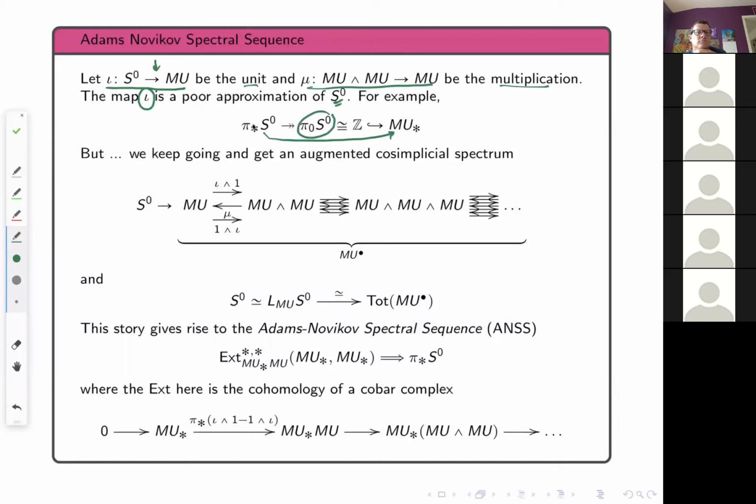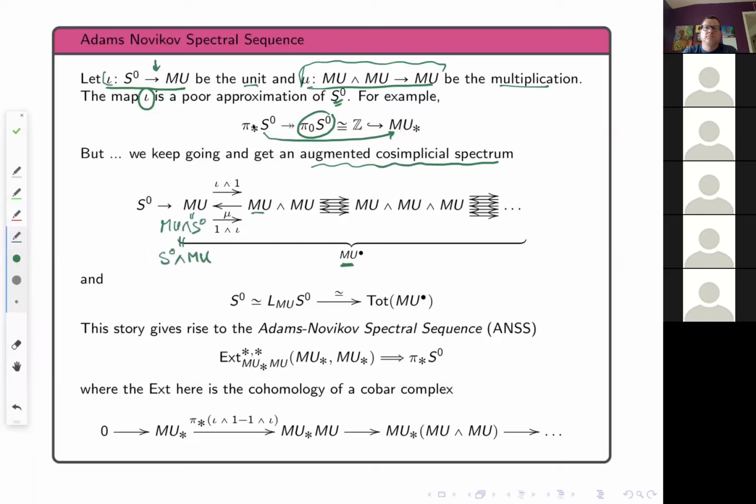However, you can keep going. I just looked at this one map, but we have all of this data of the multiplication. And so we can iterate this idea of trying to approximate MU using its unit and form something called an augmented cosimplicial spectrum. This one map here, you do the unit on one side, so this is MU smash S^0, but it's also S^0 smash MU. So you just do the unit on one of the factors and the identity on the other one. And then the map going back is multiplication. Then you iterate this process. This diagram here, I'll just abbreviate as MU bullet.